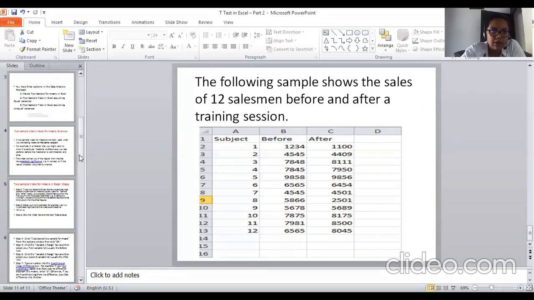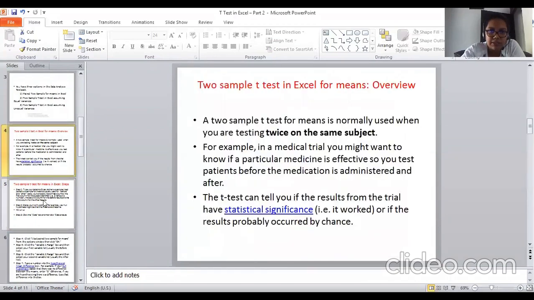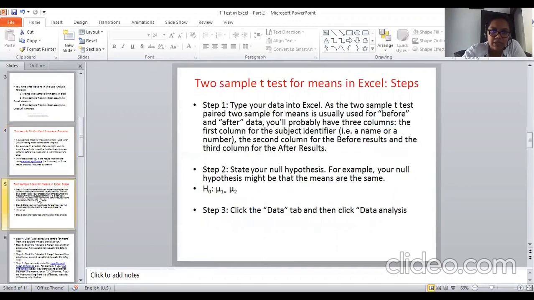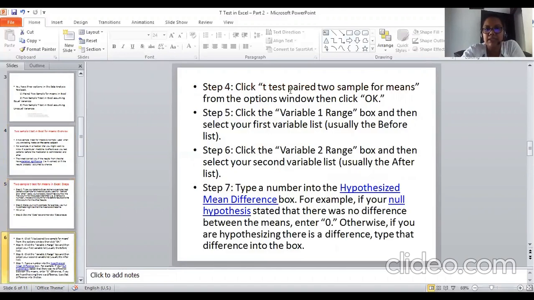So that is the first part of testing the hypothesis. Here it was based on testing twice on the same subject, therefore we have used the t-test paired two sample for means. Is it clear? Okay. Then we'll meet again in the next video where we are going to discuss the t-test two samples assuming equal variances. Okay, so thank you.